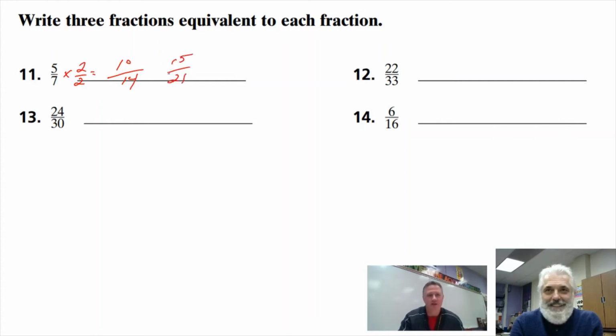15/21, multiplied by 3 over 3. Can you give me another one? Oh, God, you're really pushing the envelope here, aren't you? One more.